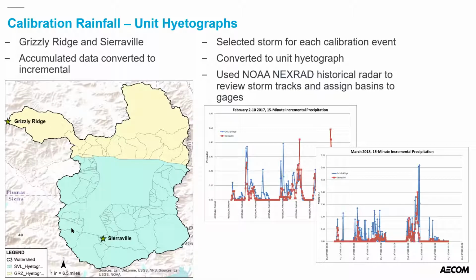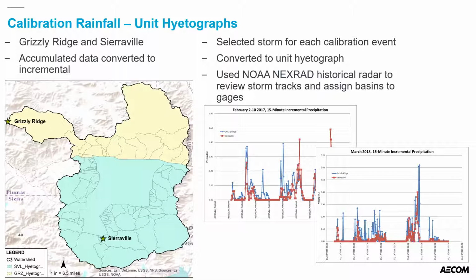One thing we had to do with the observed data is figure out what the rainfall was and how to apply it. Two of our gauges, Grizzly Ridge and Sierraville, had accumulated 15-minute observations for rainfall. And they also had the same period of record. They were very consistent. So we selected those two gauges, one in the north half of the basin and the other in the south half of the watershed.